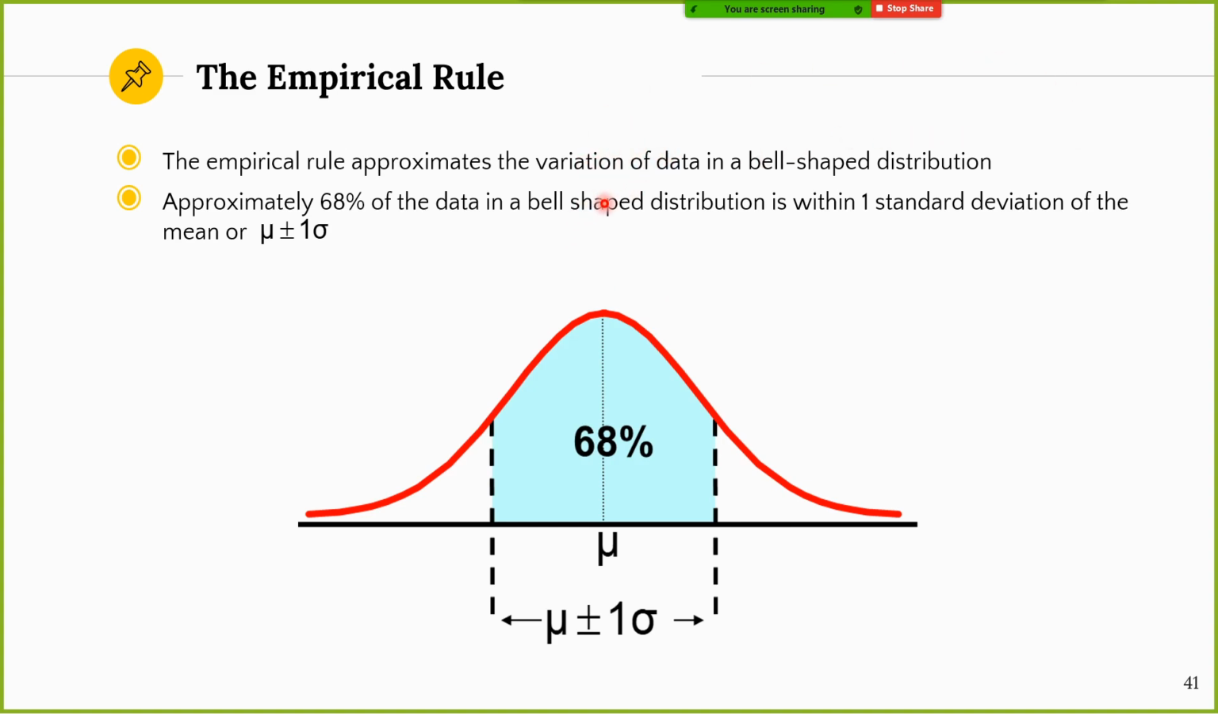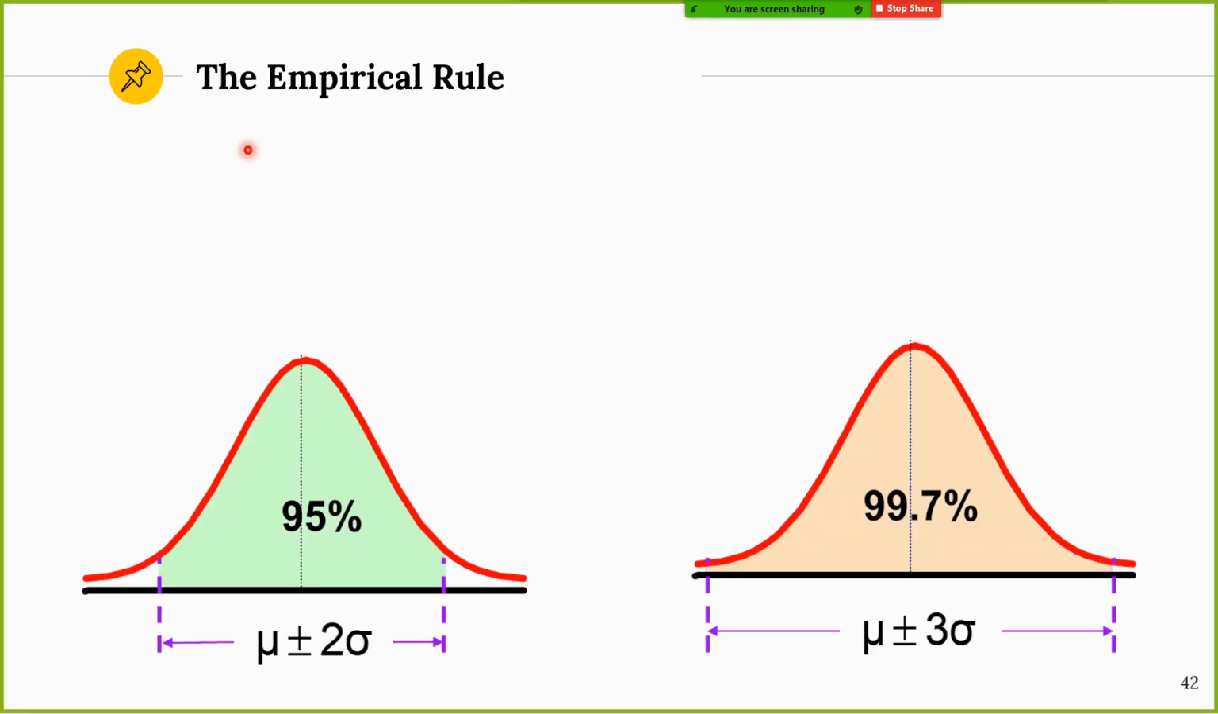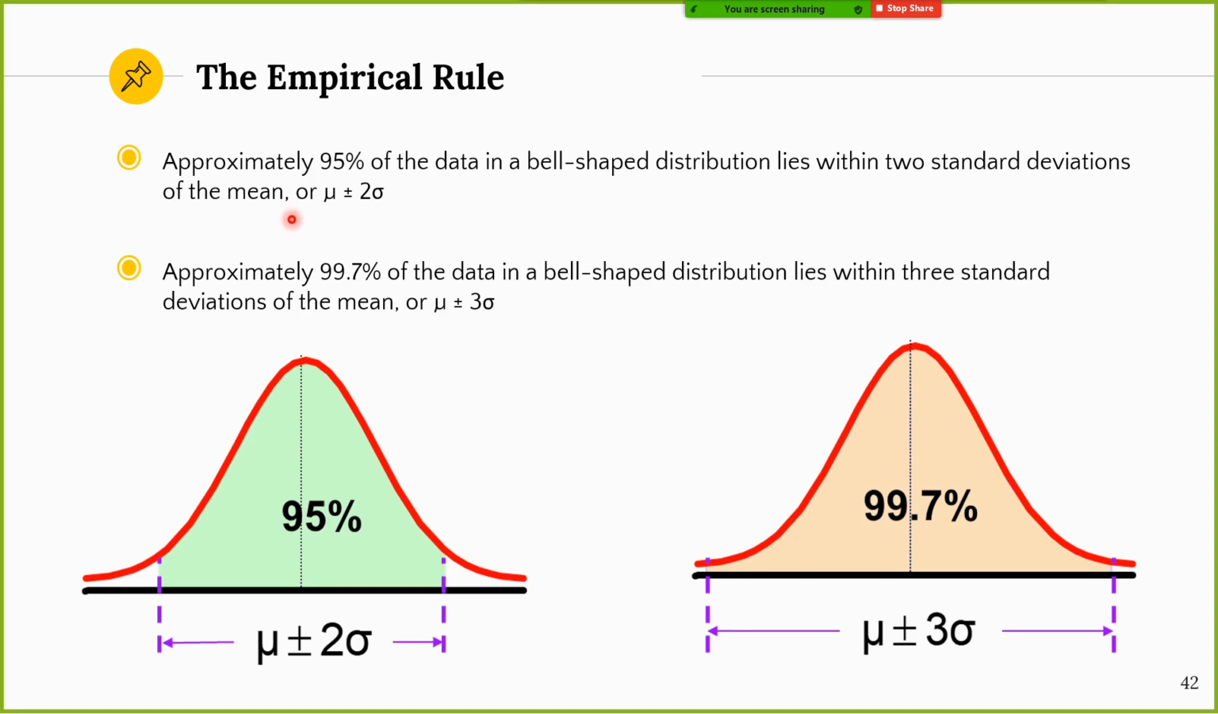This applies if you have a bell-shaped distribution. So if you have twice the standard deviation, then it consists of 95% of the data that you have. And if you have plus minus 3 times the standard deviation around mu, it will consist of 99.7% of all of the data that you have. This is the empirical rule.